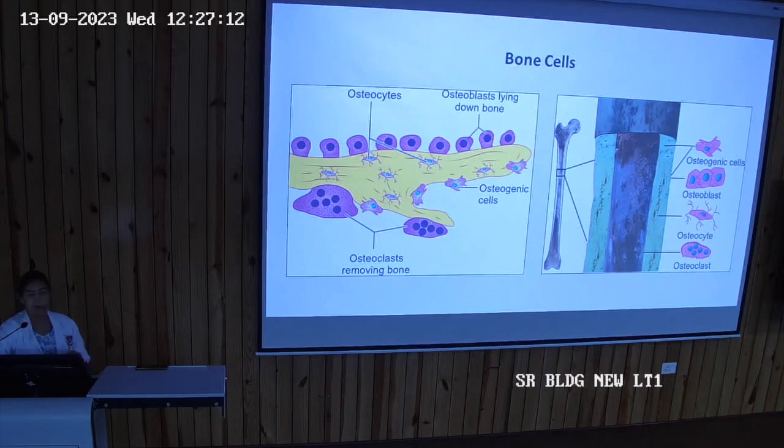So here, what is the location of these different cells? On the outer side there will be osteogenic cells. Then you have osteoblast cells. If you see this matrix, you can see the osteocytes here. And these are the bone destroying cells, osteoclast cells.